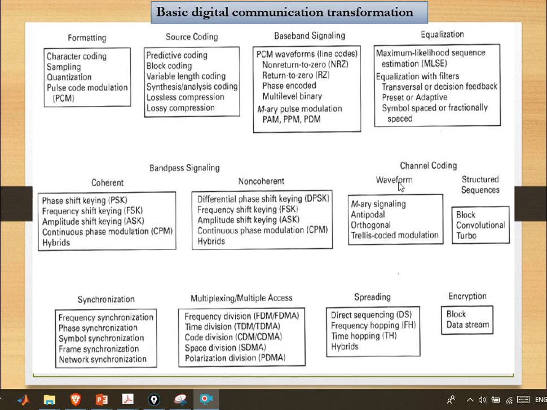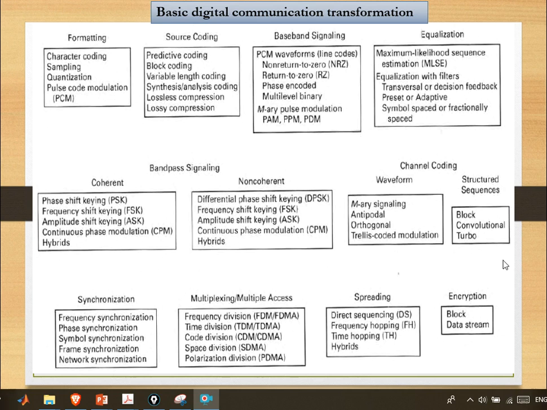There is a trade-off between them. If your application requires low complexity, you should go with non-coherent. If it requires high performance, you should go with coherent. So examples of coherent modulation schemes: we have phase shift keying, frequency shift keying, amplitude shift keying, continuous phase modulation, and so on and so forth, and hybrids of these. Non-coherent: anything with differential phase shift keying. Also amplitude shift keying is non-coherent, frequency shift keying, continuous phase modulation, and hybrids of these.